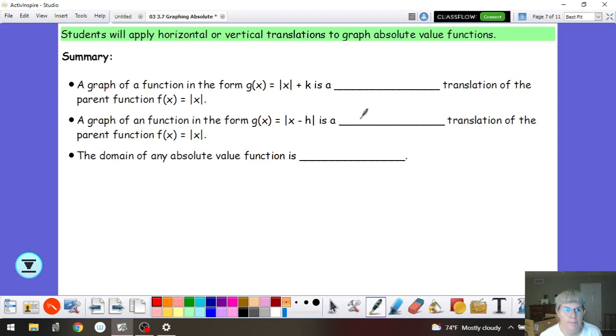So in summary, a graph of a function in the form g of x equals absolute value of x plus k is a vertical translation of the parent function f of x equals absolute value of x. A graph of a function in the form g of x equals absolute value of x minus h is a horizontal translation of the parent function f of x equals absolute value of x. And the domain of any absolute value function is all real numbers.